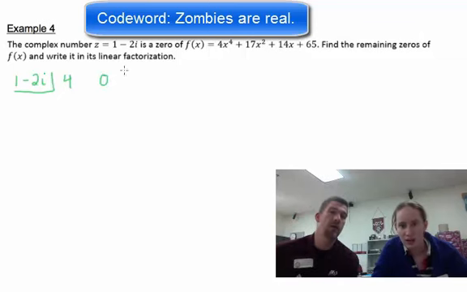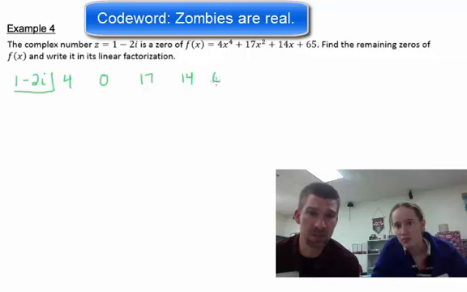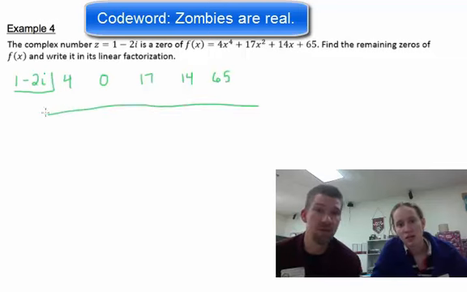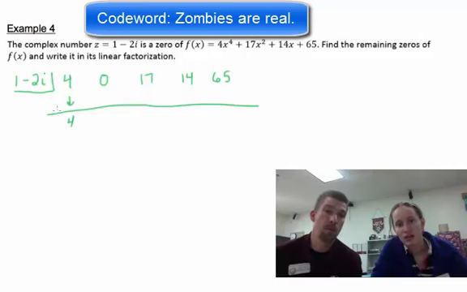Put a lot of space here because when we start multiplying this, we're going to need it. But you treat it just like any regular 0, the same way you would if it was a 5 or a 2. So we drop down the 4, and then we're doing 1 minus 2i times 4, which you distribute: 4 minus 8i. Then you add 0 plus 4 minus 8i, which is 4 minus 8i.